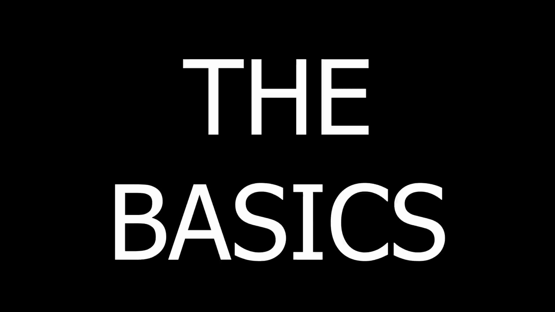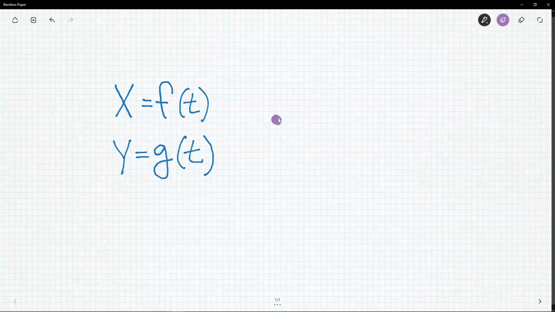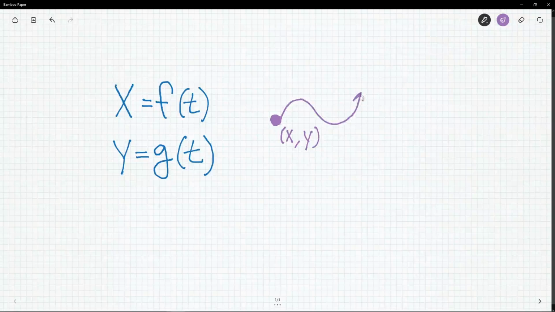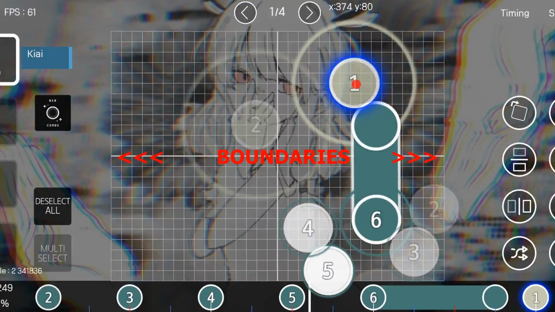To actually make a map with parameters in OSU, we need to know the basics. We have two functions, an x function and a y function, both with respect to t. Each one of these determines one of the coordinates of a point. This is really easy to apply to OSU mapping since every node also has an x and y coordinate, and the map moves through time at a certain BPM. However, there are some issues.